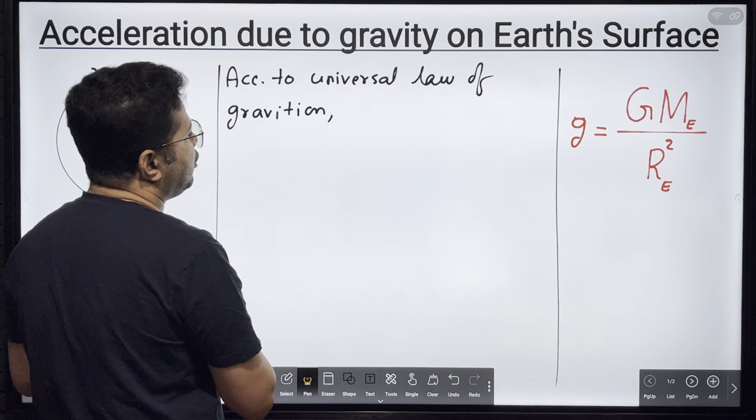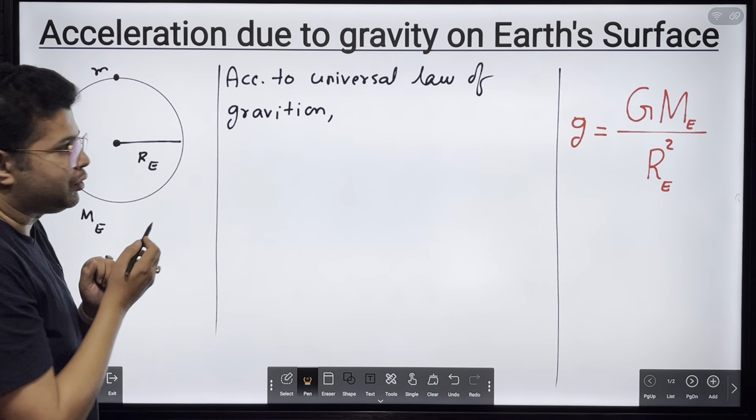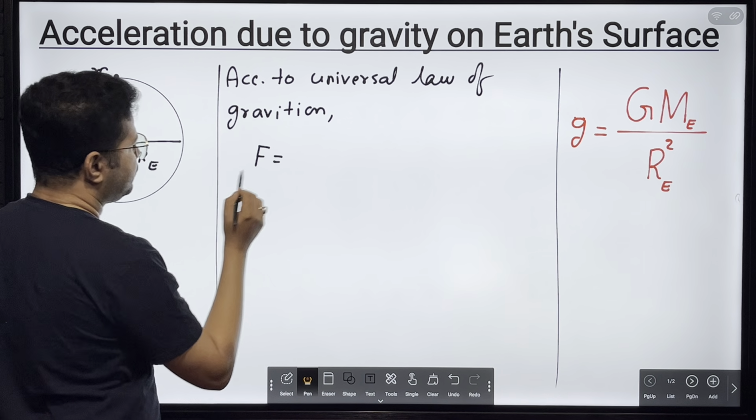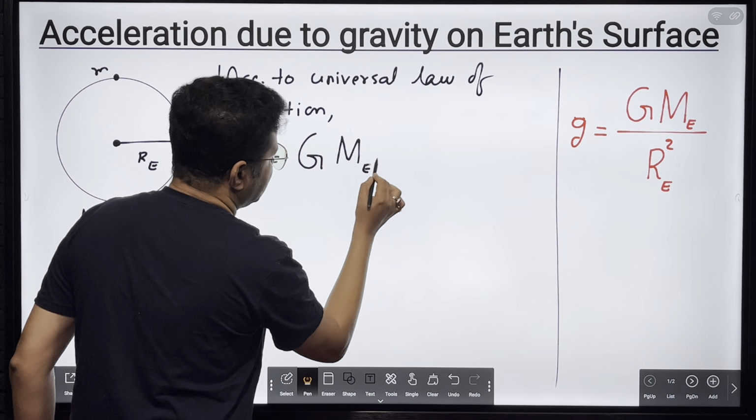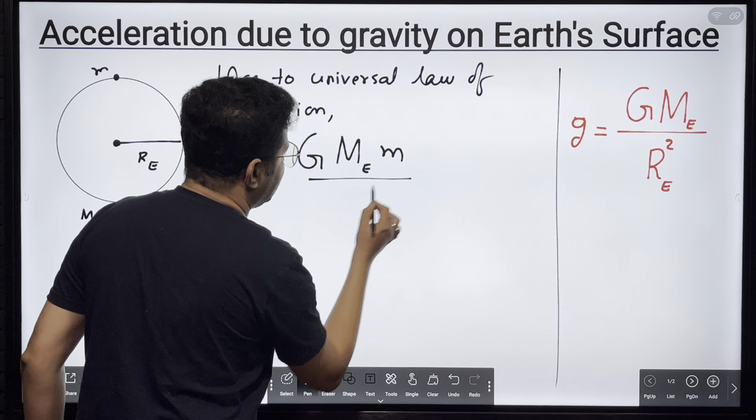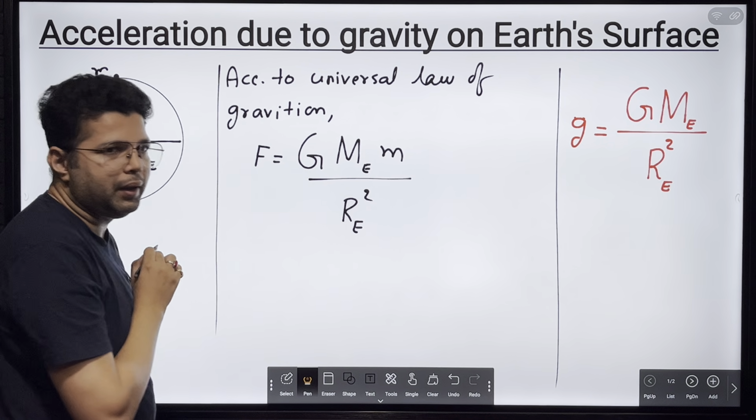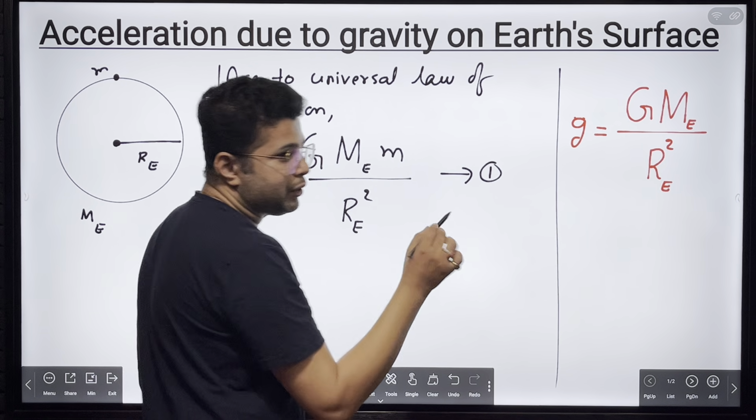So according to universal law of gravitation, force acting on that mass is equal to G into m1 into m2 divided by r square. So this is the equation. I call this equation number 1.